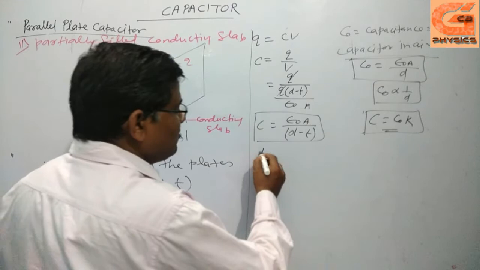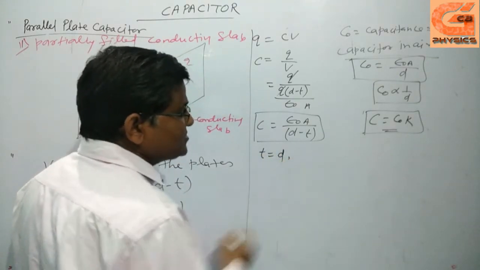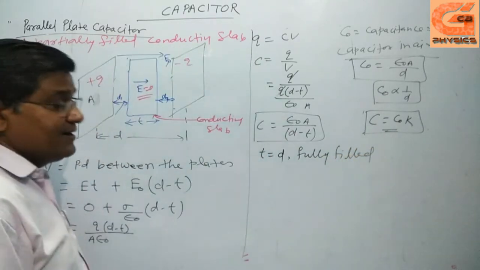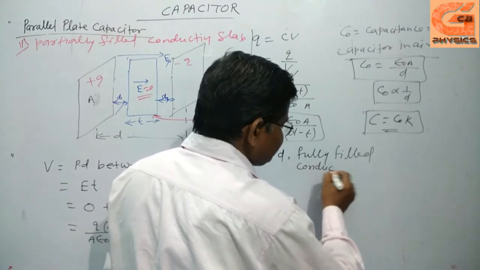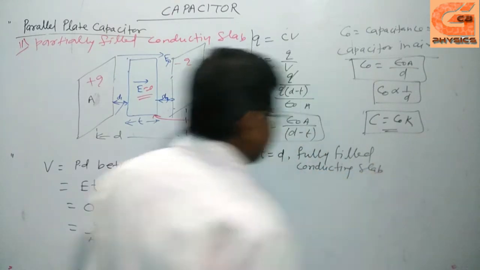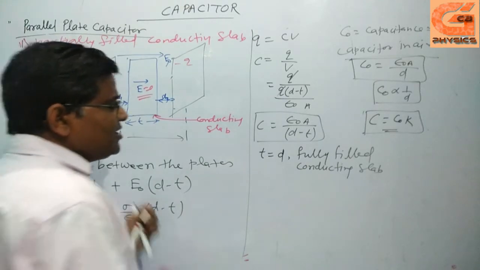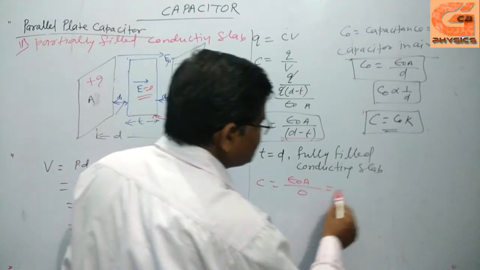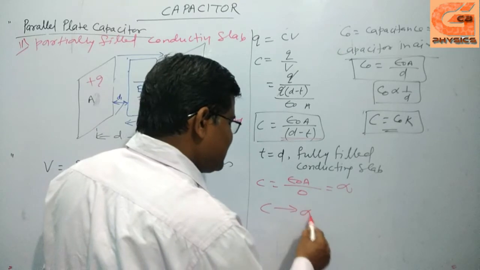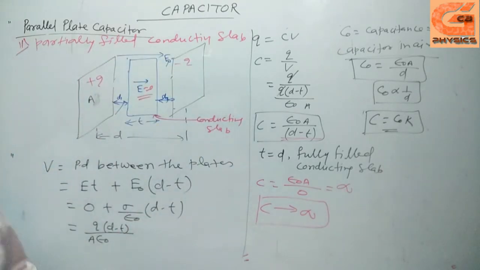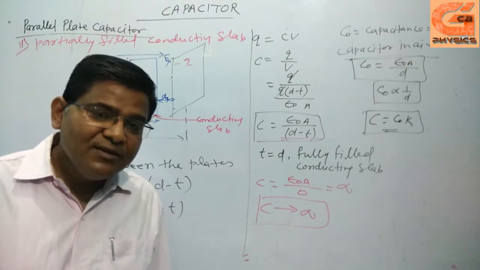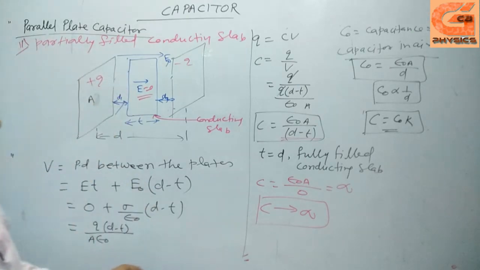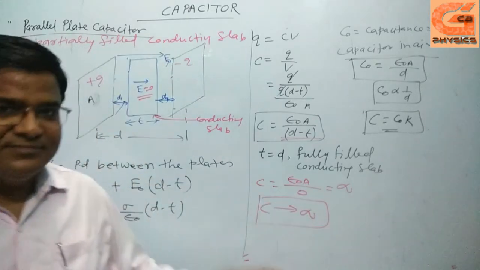If T equal to D, the conducting slab fills the gap, then the denominator of this equation becomes 0, C equal to epsilon naught A by 0, meaning it is infinite. Then the capacitance of this capacitor becomes infinite when you use a conducting slab between the plates, meaning it just conducts the charge.